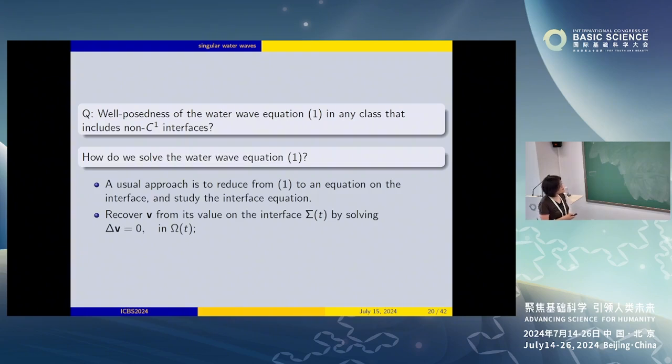Now, of course, the next question: do we have well-posedness of the water wave equation in any class that includes non-C1 interfaces? So here I have to go a little slower. How do we solve the equation? Here I'm also trying to explain where the Taylor-Sine condition comes in, and why it's so important. The usual approach: because divergence is 0 and curl is 0, this is a potential flow. So the velocity field satisfies the Laplace equation, Laplace V equal to 0. So we only need to know the velocity field on the interface and then recover it inside the domain.